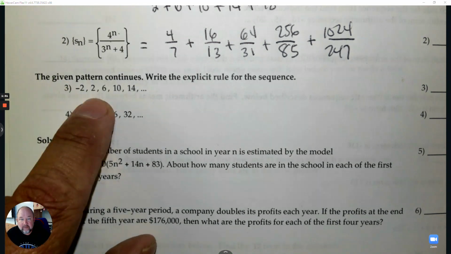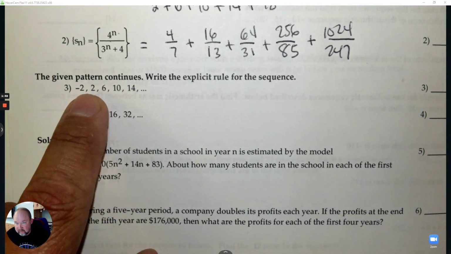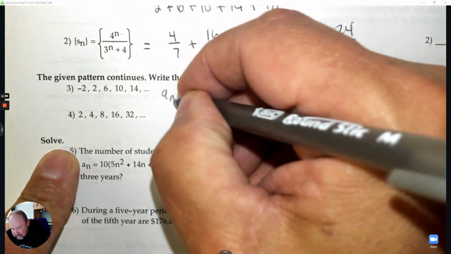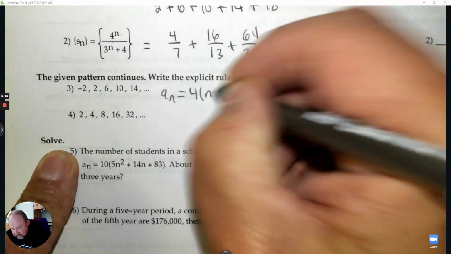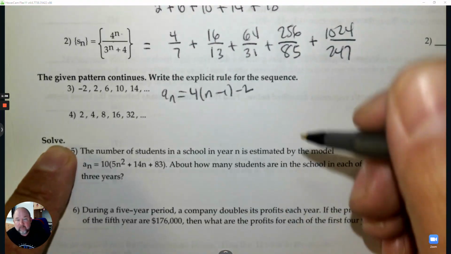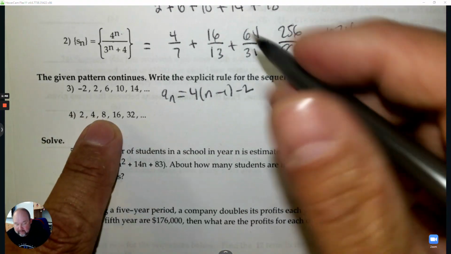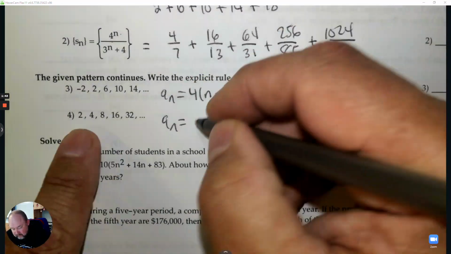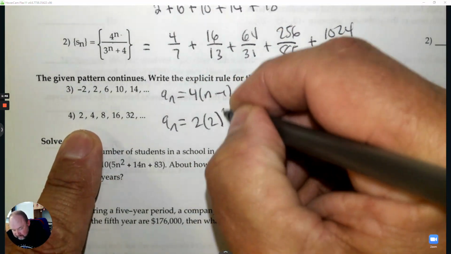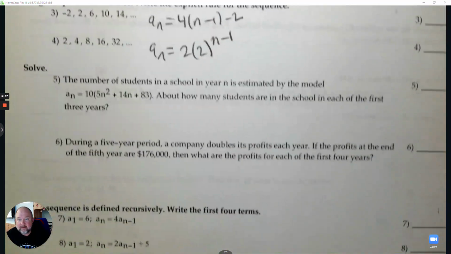The given pattern is here. Write the rule for this pattern. So this, we're adding 4 every time. So the pattern is 4n minus 1 minus 2. Here we're multiplying by 2. So it's a1 and then times 2 to the exponent n minus 1.